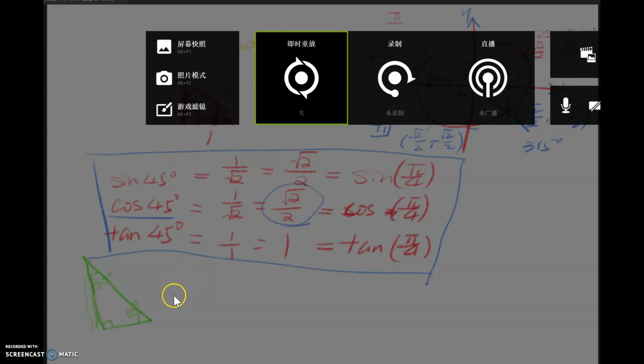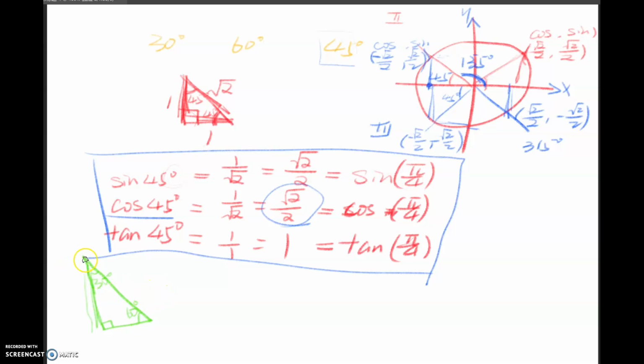It comes from an equilateral triangle. So if I have an equilateral triangle, it's 60, 60, and 60, right? But then we just cut it right down the middle. So if I cut this equilateral triangle right down the middle, it will be a 30-degree angle right here, and it will be a right angle on the bottom.